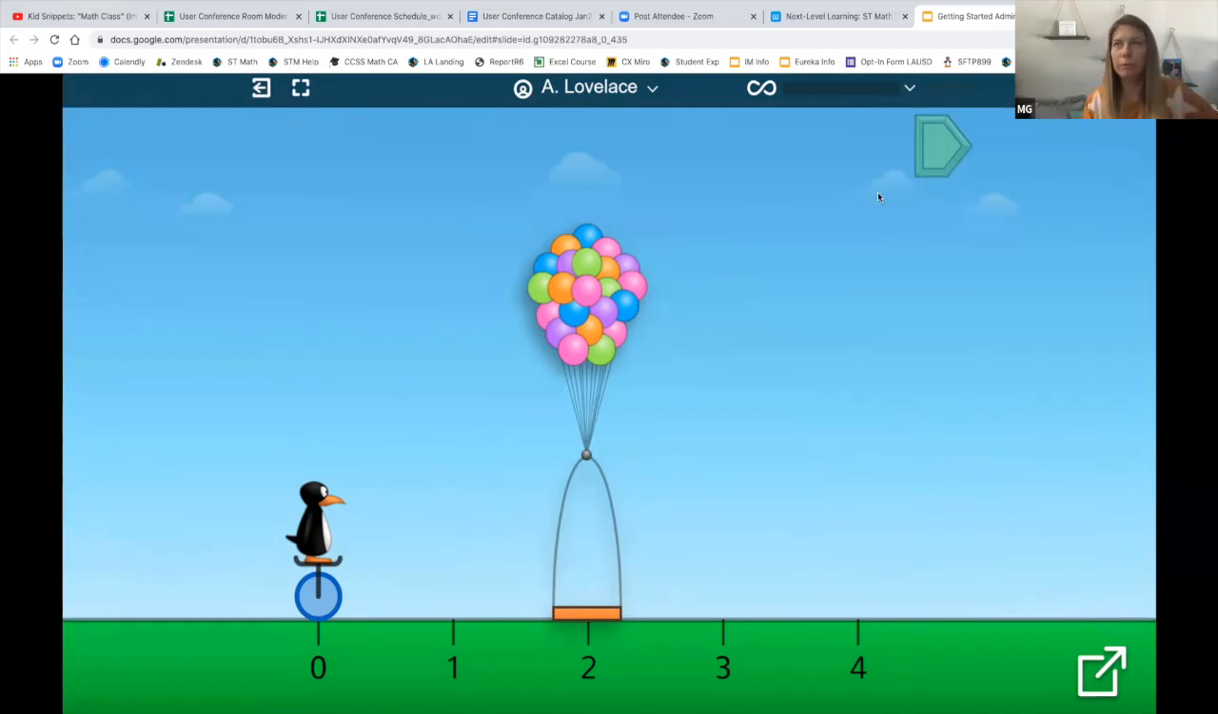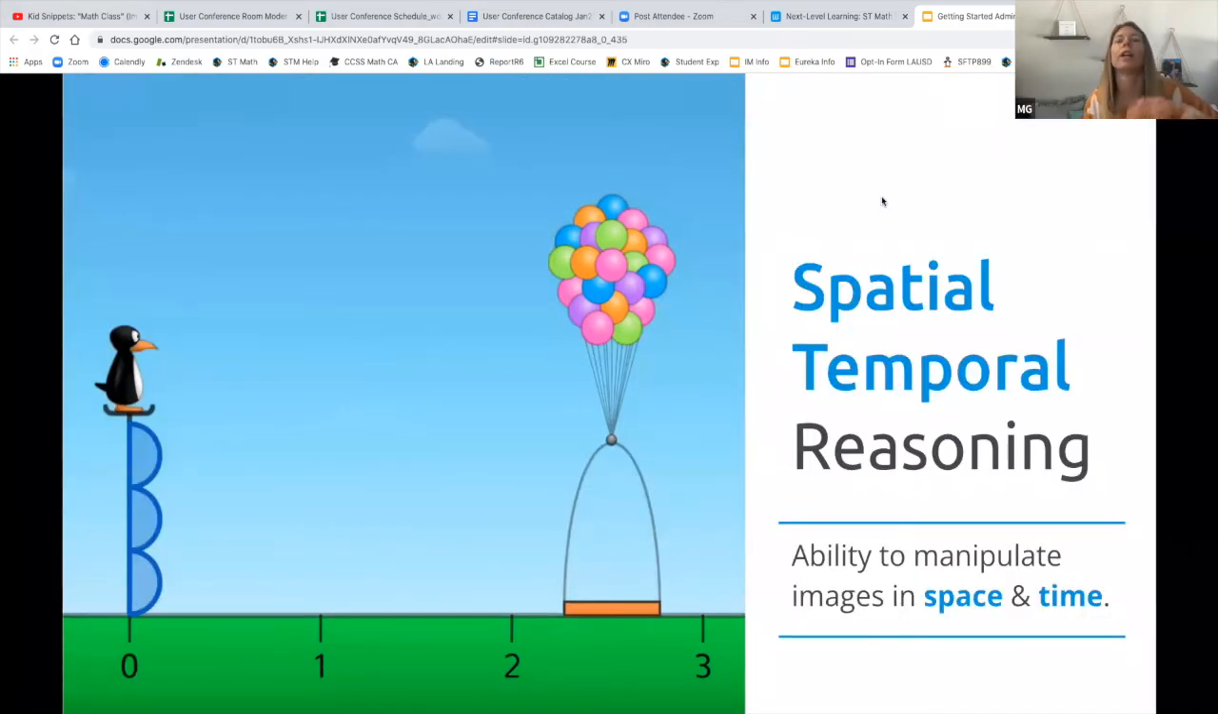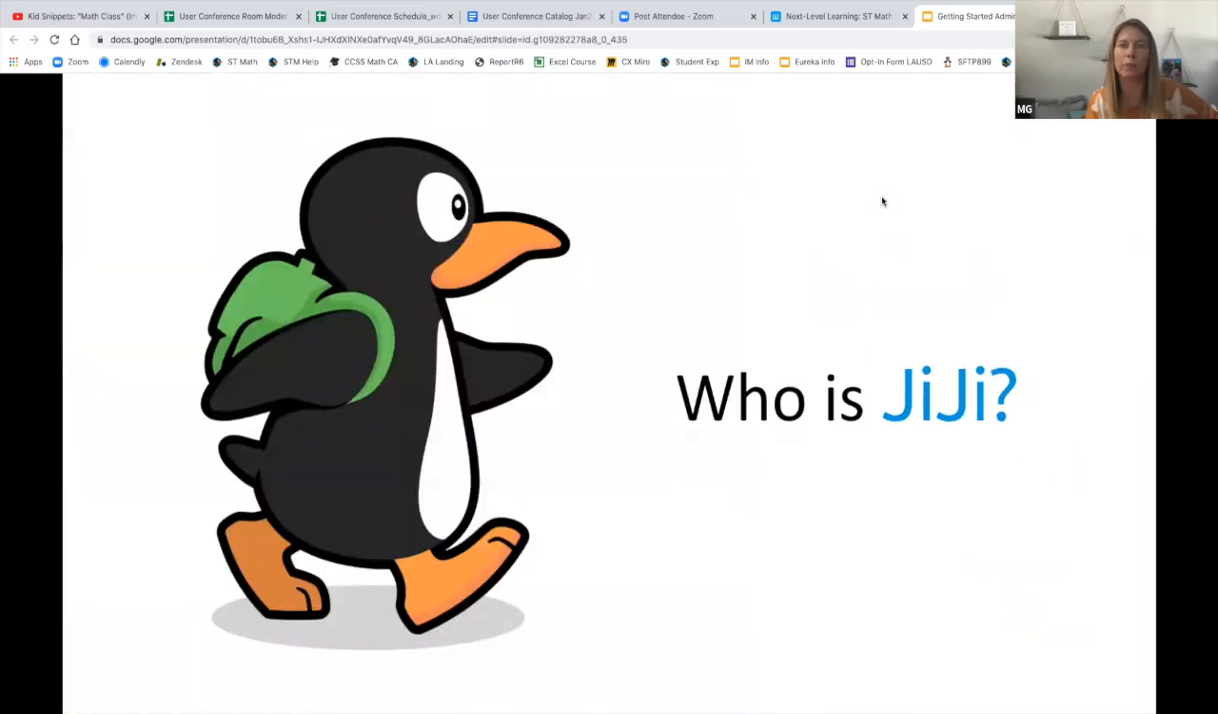So let's move on here. The ability for students to manipulate those images in space and time is spatial temporal reasoning. And the reason that's so important is because students have to be able to visualize the math and what it actually represents.